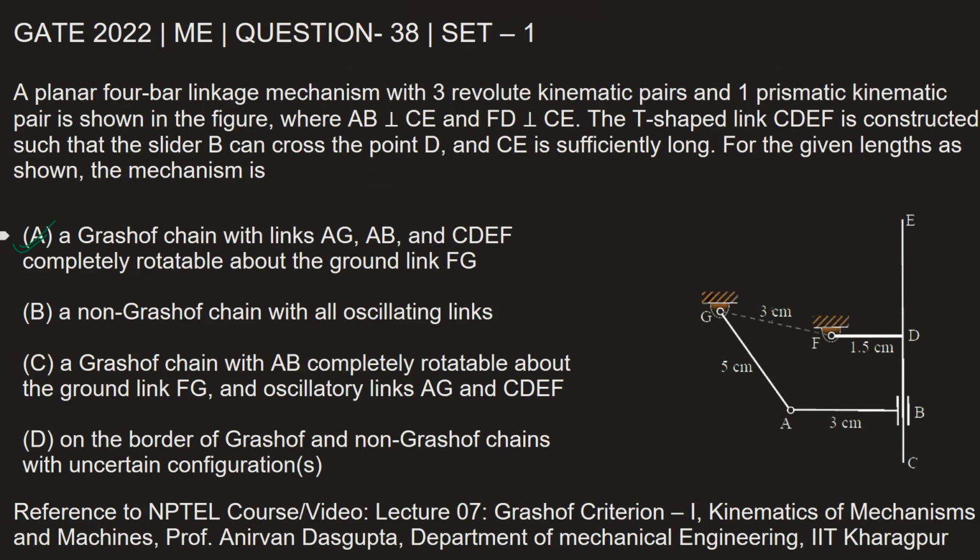Option A: the given mechanism is a Grashof chain with links AG, AB, CD, EF completely rotatable about the ground link FG. Option B says it's a non-Grashof chain, which is of course wrong. Option C says it's a Grashof chain with AB completely rotatable about ground link FG and oscillatory links AG and CDEF. But AG and CDEF are not oscillatory links, therefore C is also wrong. And option D, on the border of Grashof and non-Grashof chains, we have already identified that it is a Grashof chain, and therefore D is also wrong. Our correct answer is option A.